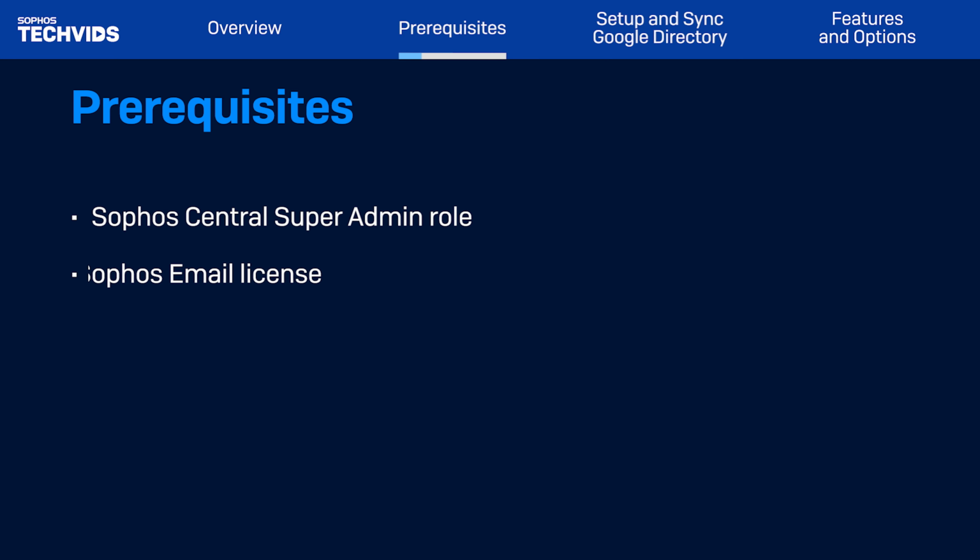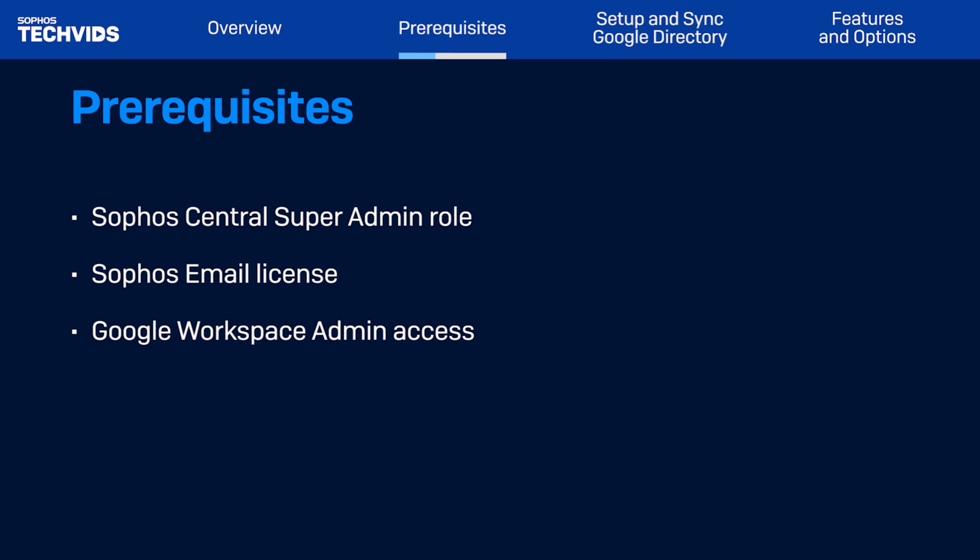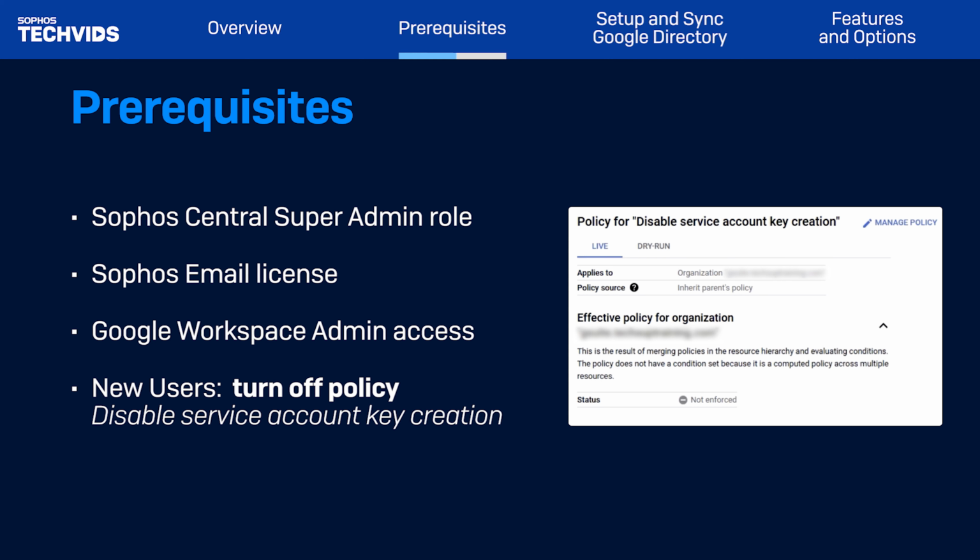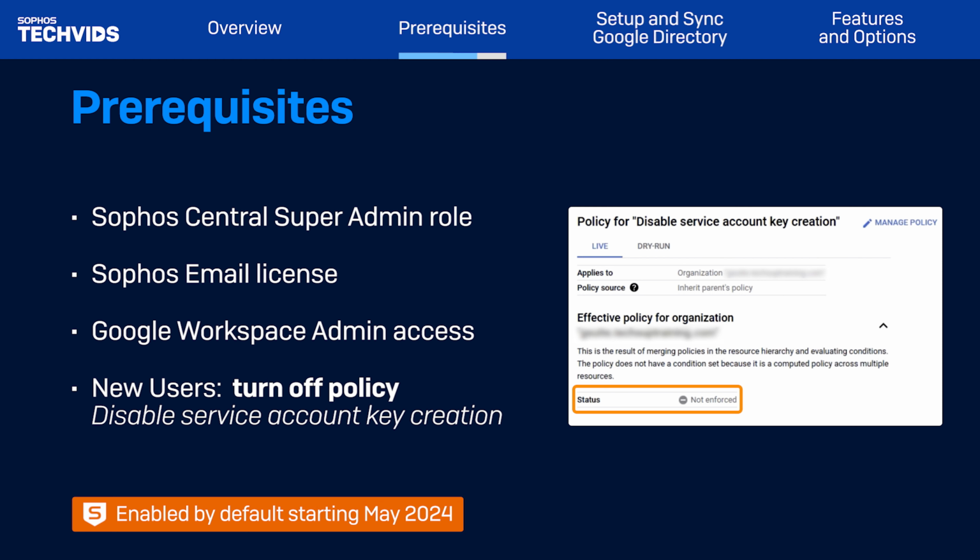Before diving in, make sure you're a Central Super Admin to configure directory sources, synchronization frequency, and filters. You must also have a Sophos email license and must be a Google Workspace admin to authorize Central for retrieving user mailbox information from Google Directory. Lastly, if you're a new Google Workspace customer, you may have to turn off the Disable Service Account Key Creation setting. This was enabled on all new accounts starting in May 2024. If this applies to you, refer to the link in the video description for a full step-by-step guide.